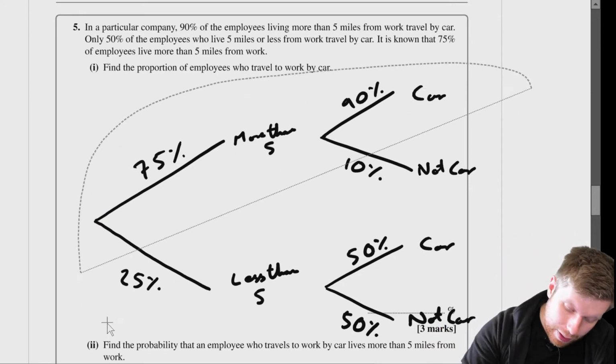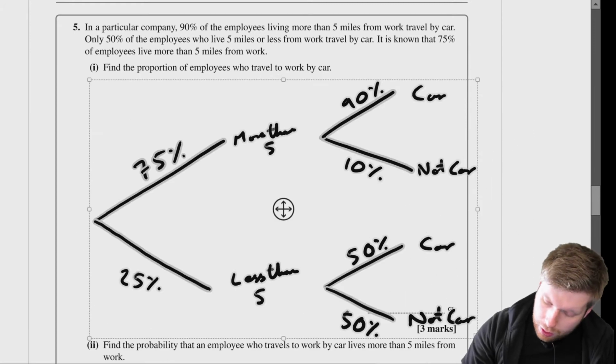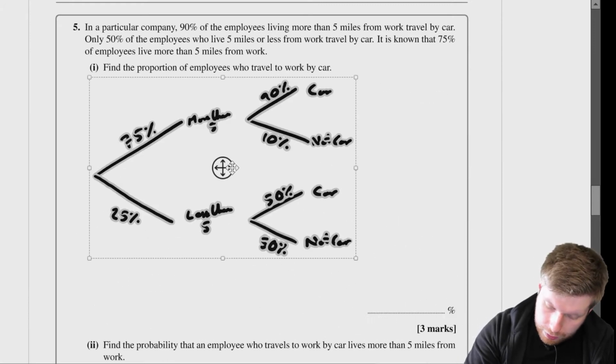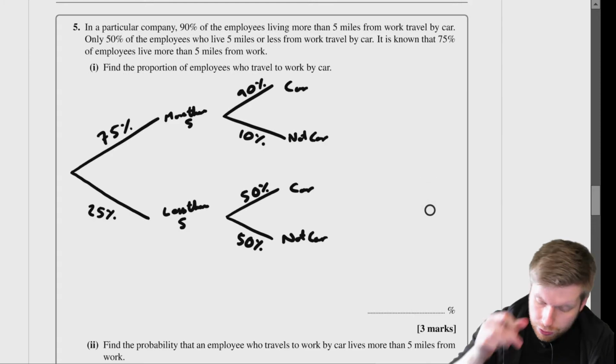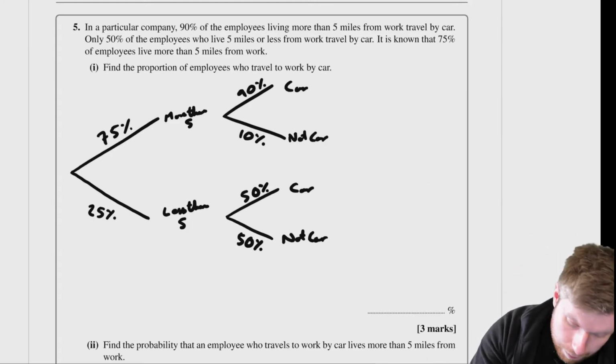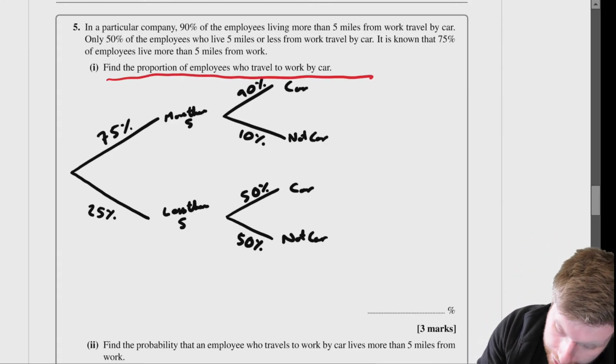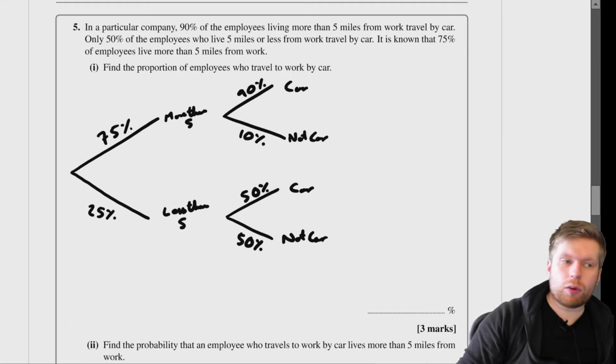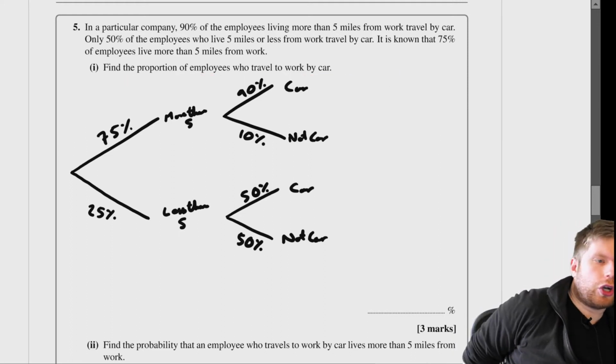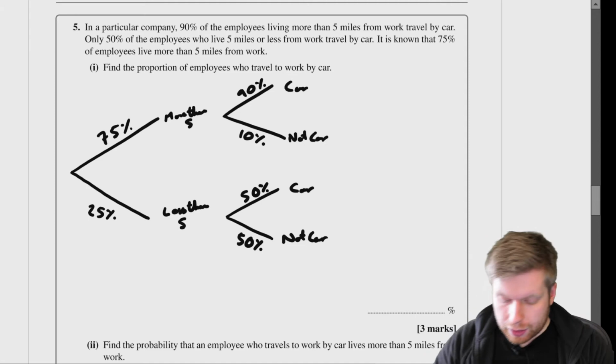So I'm just going to keep this tree diagram quite small in the top corner. So I'm going to keep it over here, because now I've done the work, I can now answer the question. So I've said find the proportion of employees who travel to work by car. In other words, find the percentage or proportion of employees who travel to work by car.